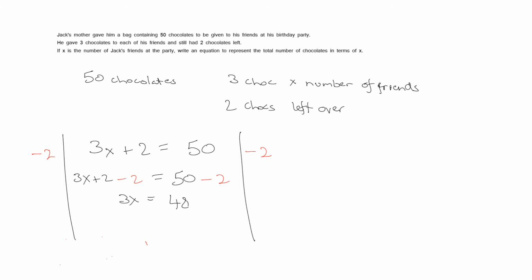Now, we're nearly there. We have 3x is equal to 48, and we want to know what one of those x's is equal to. So if we divide both sides by 3, we'll get the x on its own, and we'll get whatever 48 divided by 3 is. So I'm going to just put this in green, just so we can see the difference. So I'm going to divide this side by 3, and I'm going to divide this side by 3. We'll write it out again. 3x equals 48, and I'm going to divide both sides by 3.